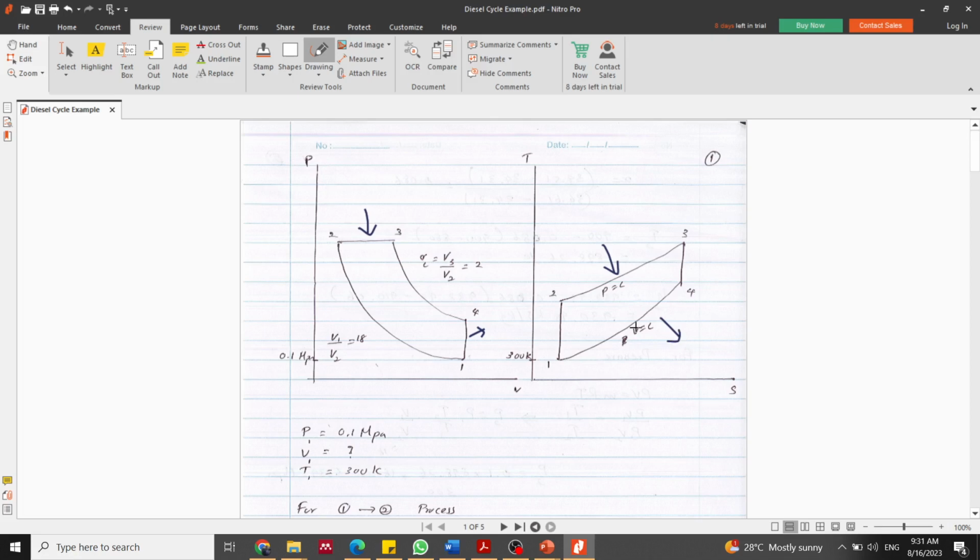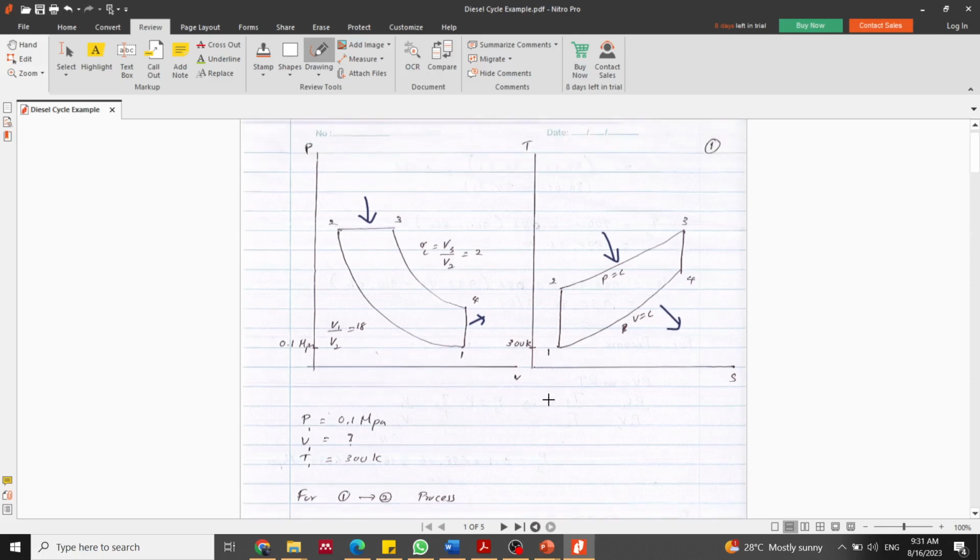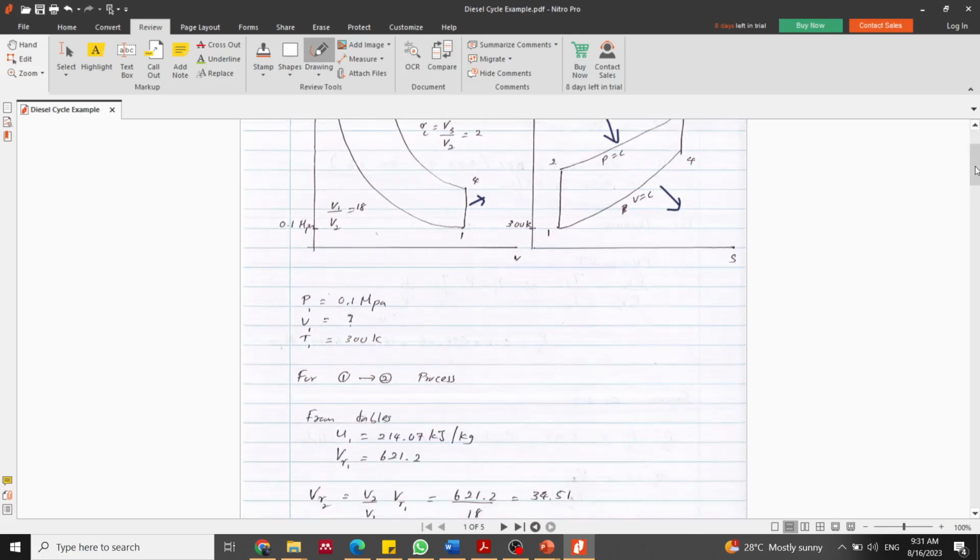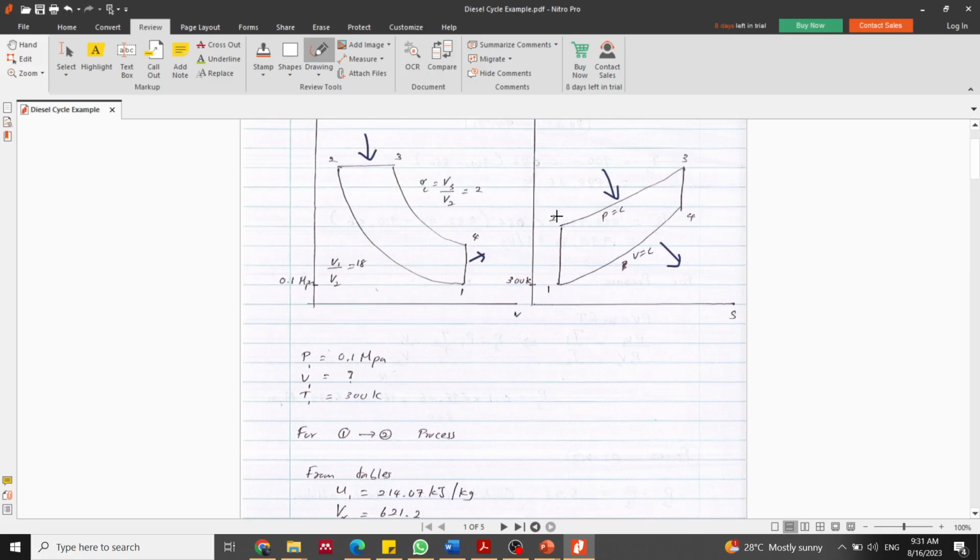Right, so the pressure is given as 0.1 megapascal. Volume we don't know, the temperature is given. So let's start with the first part, to find all the pressure and temperature values at all the points. Already we know P1 and T1 are given in the example. Then we have to figure out points 2, 3 and 4. So let's first consider the process 1 to 2.